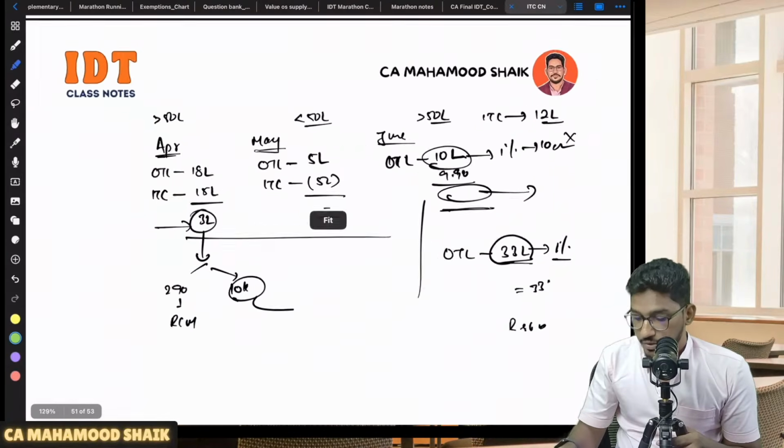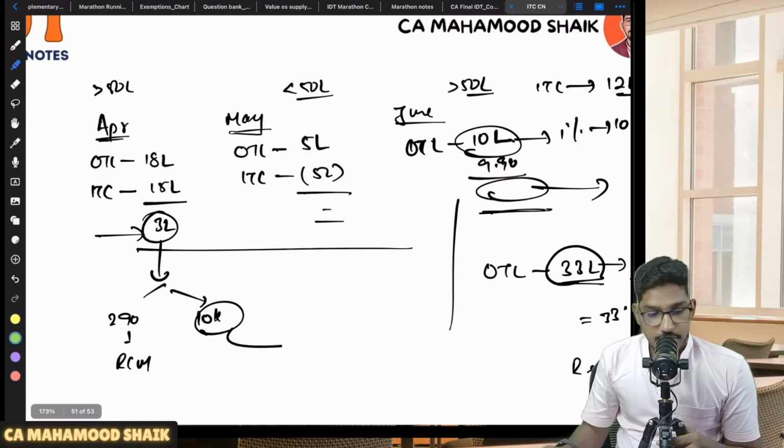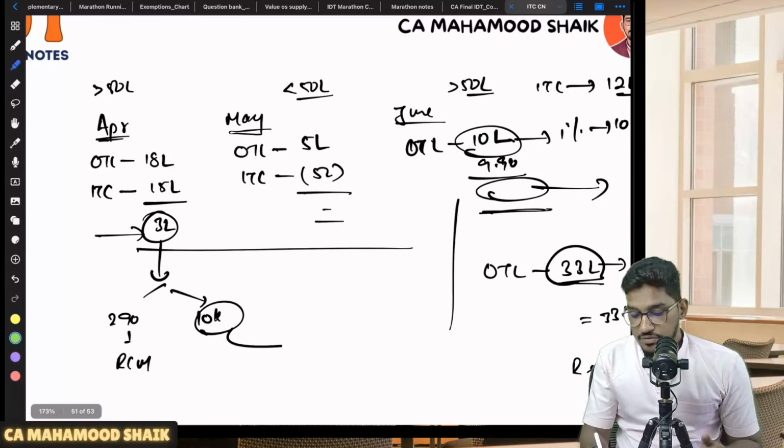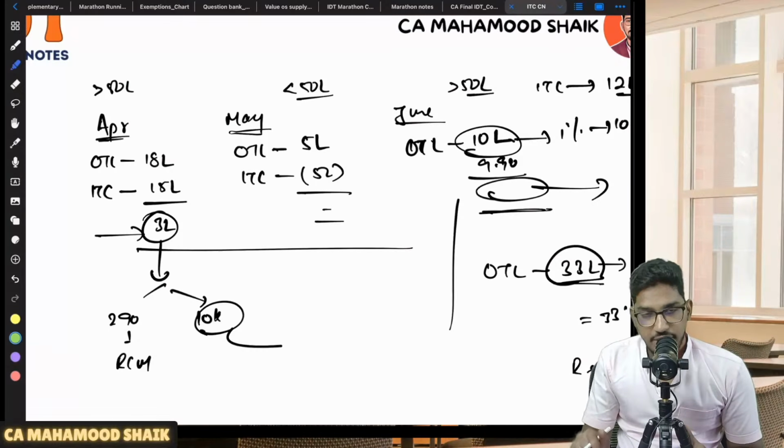Okay, where is it? Okay. So let us say, for example, in the month of April, you have an output tax liability amounting to 18 lakh rupees, but you have ITC amounting to 15 lakh rupees only. Rule 86B anyhow will not become applicable. Why? Because you don't have full ITC.